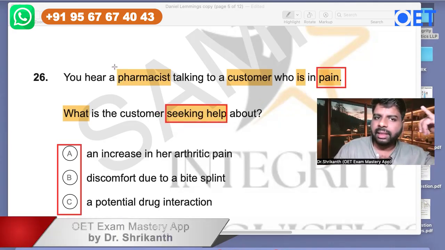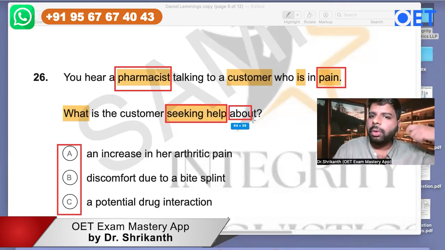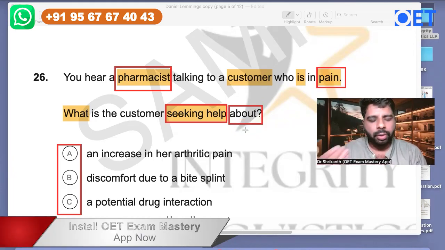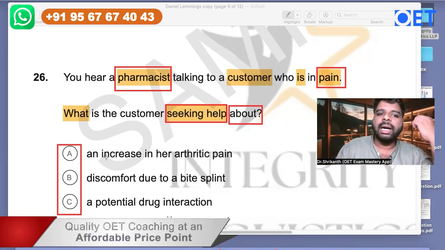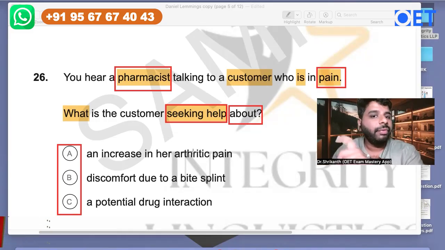Remember that the help is coming from the pharmacist, right? And the question is asking what she is seeking help about. We seek help for a problem; only when we have a problem do we go and seek help. So answer options A, B, and C are all problems. Regarding problem A, or problem B, or problem C, she is seeking help from the pharmacist.